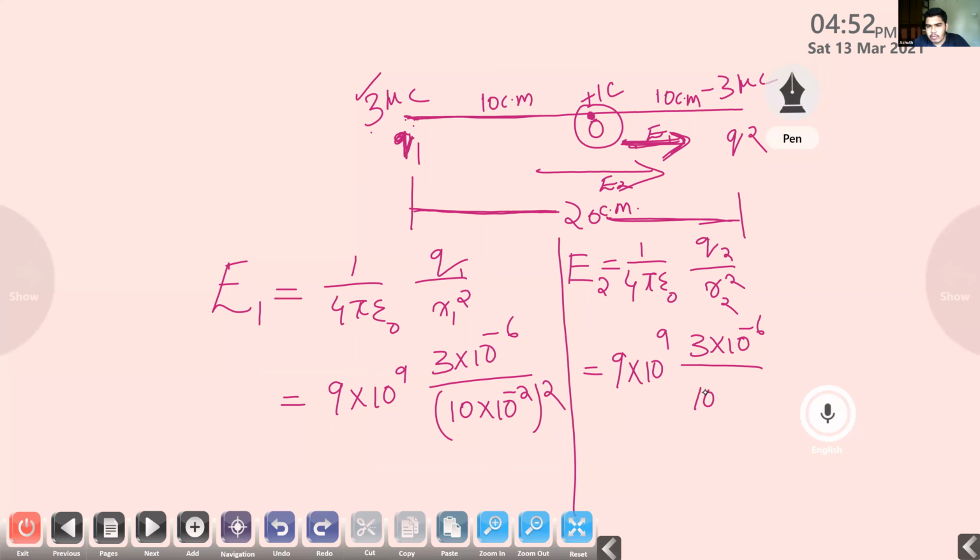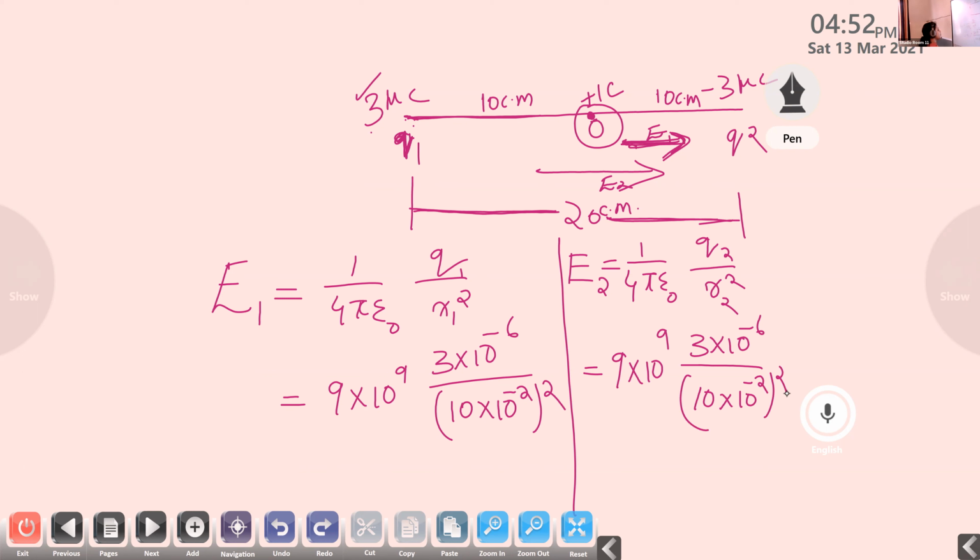Instead of finding E1, E2 and adding them, can't we just use the formula for multiple charges? As the field due to multiple charges E is equal to the summation of E1 plus E2, right? Instead of that, we could use that sigma and all, right? Yes, of course. After finding E1 and E2, we are moving to that step. So here 10 into 10 raised to minus 2, the whole square.